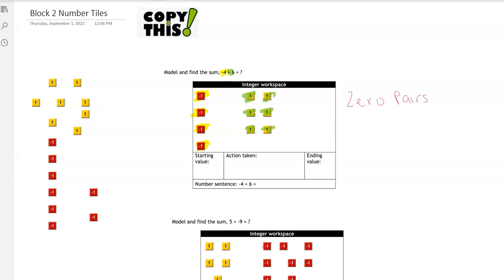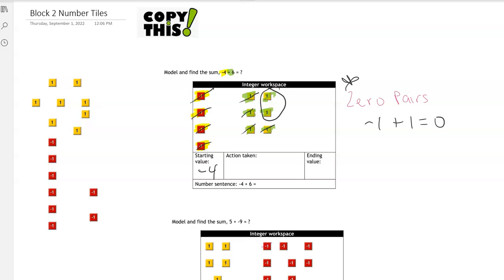Welcome back. So as you can see, our starting value is -4. But we're going to add +6. So we need to establish our 0 pairs. So here's a 0 pair, because that's -1 plus 1 equals 0. And we're going to keep going till we don't have any more reds or greens. So now we don't have any more reds and greens to combine to make a 0 pair, and we're going to circle what we have left.